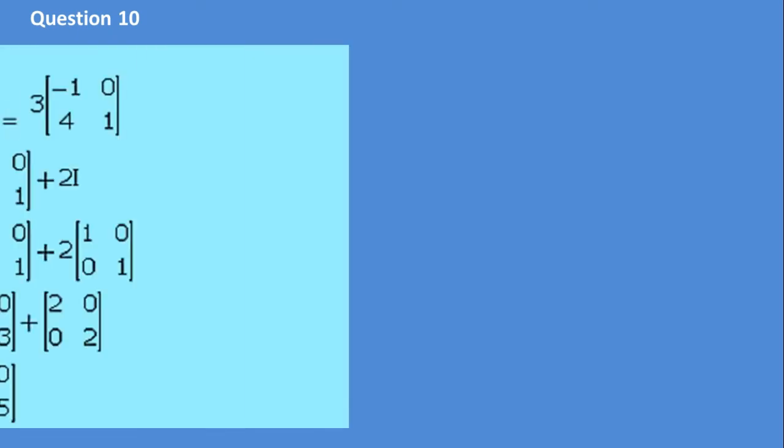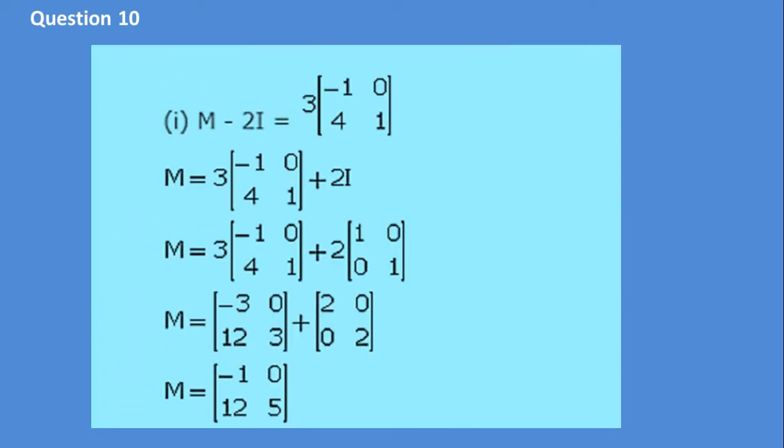In question number 10, it is said that I is the unit matrix of order 2 by 2. We don't know what is I, but it is said that I is a unit matrix. Try to remember what is a unit matrix. A unit matrix is a diagonal matrix in which its principal diagonal elements are 1. So now we need to find out matrix M.